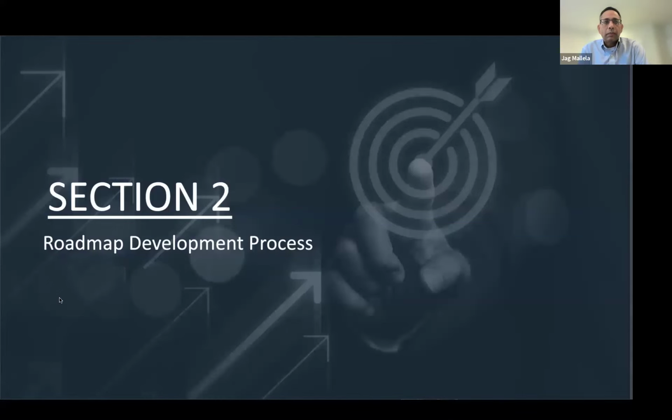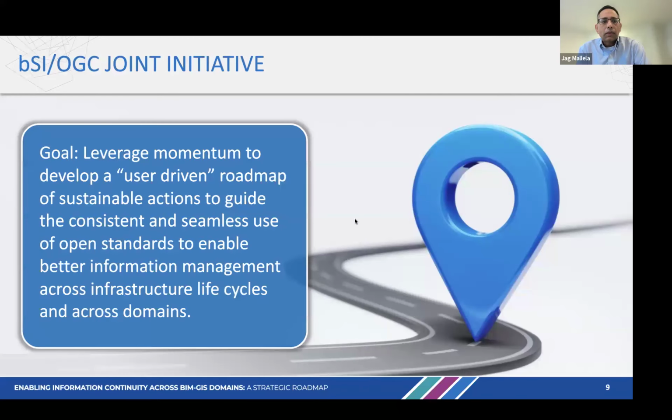So the roadmap development, therefore, was based in this context. Click on the next slide, Mark, please. So the objective really was to capitalize on that momentum.